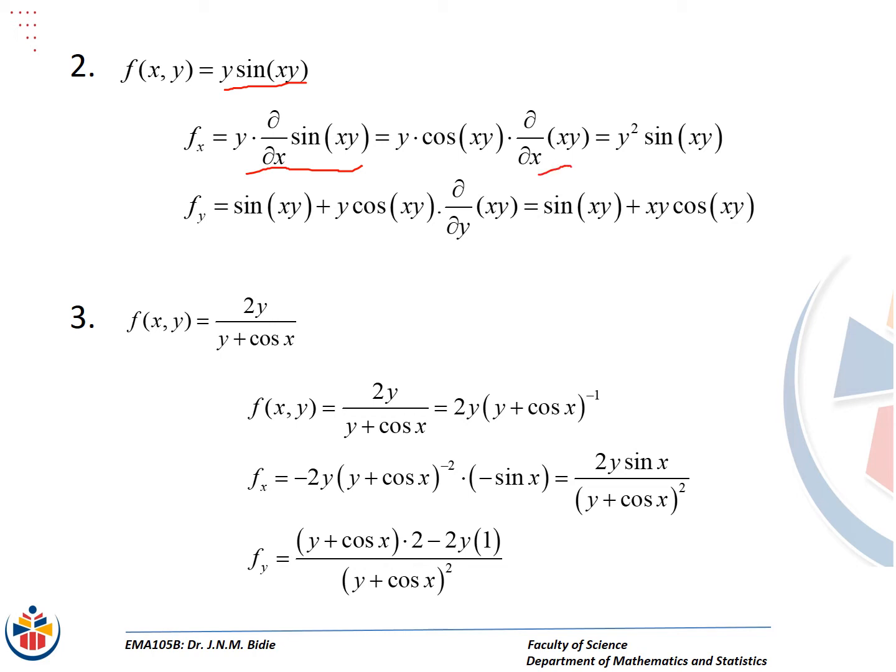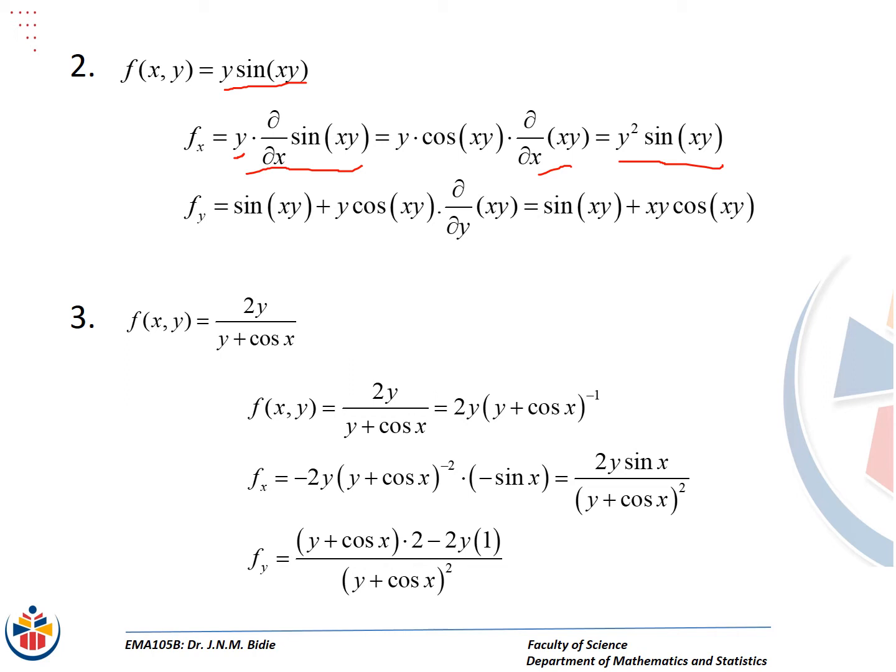That's what the chain rule says. Note the derivative of xy, we take y as a constant, so the derivative of x is 1. So the derivative of xy is y. Hence, we say here y squared sine xy is the final answer because of the y that we had taken out in our first term.